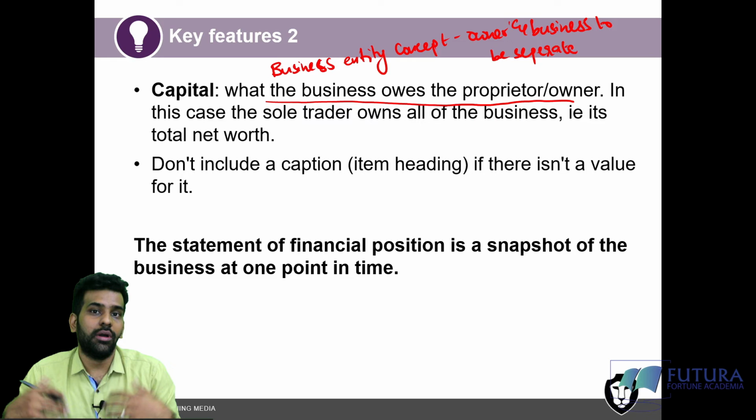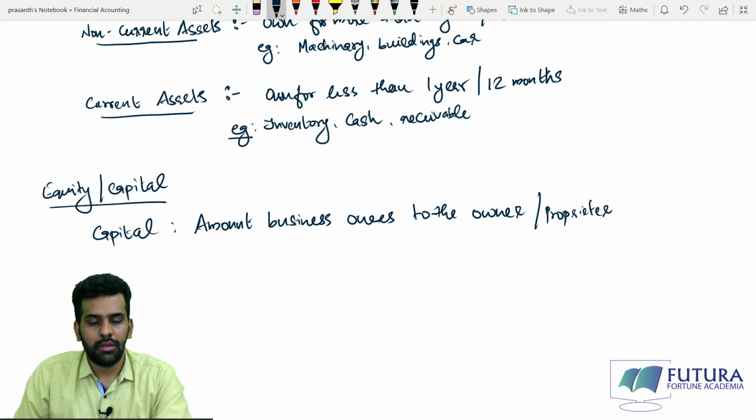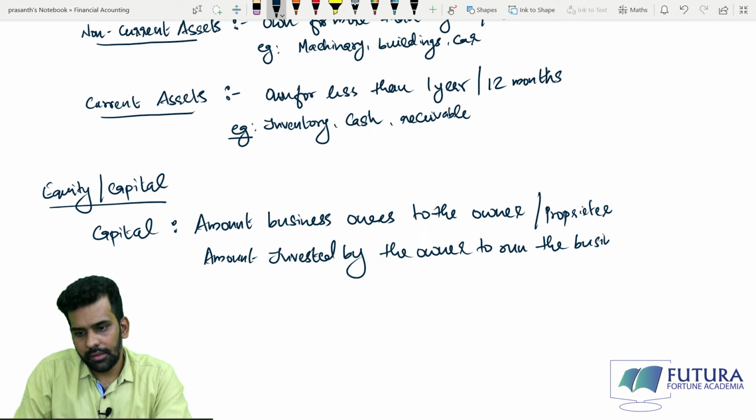So let us include capital over here in our statement of financial position. So capital is the amount the business owes to the owner or proprietor. You can also say that it is the amount invested by the owner to run the business. So your assets will be on one side, and then comes your equity and capital, and then comes your liability.